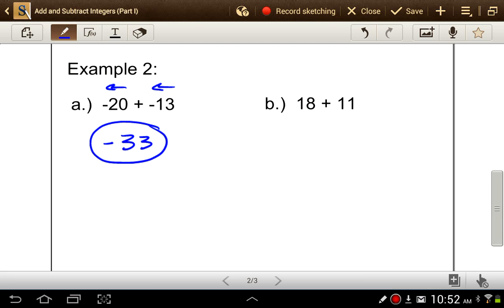Okay? For B, 18 goes to the right, 11 goes to the right. I'm just doing this one so you don't forget how to add 18 plus 11. That's still 29, and it's positive because they went to the right, and the right is positive.